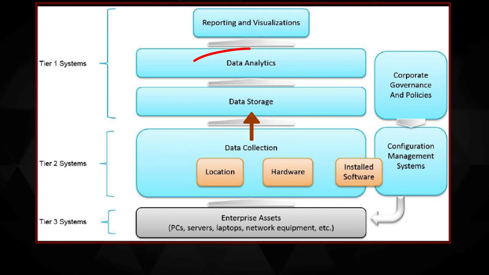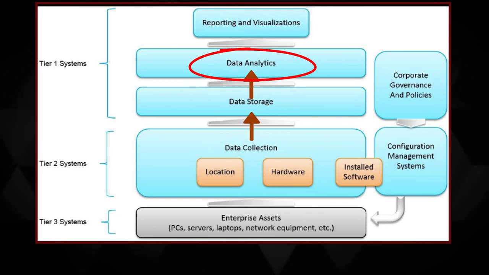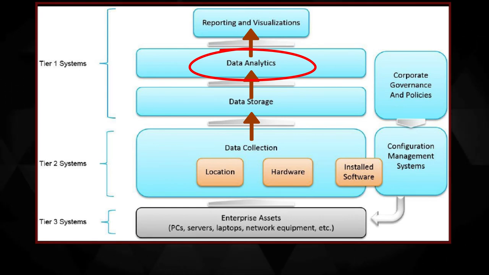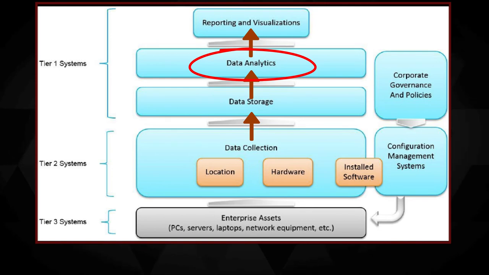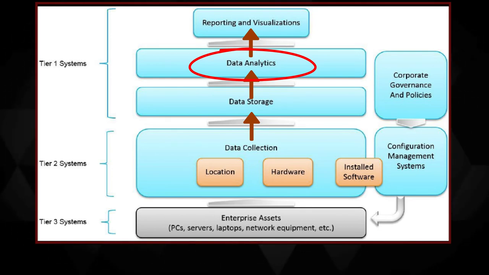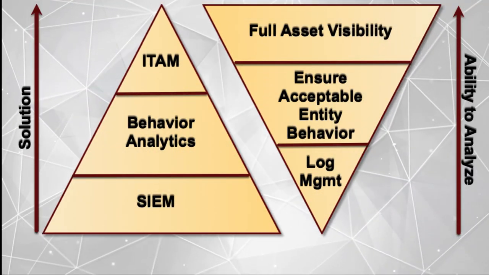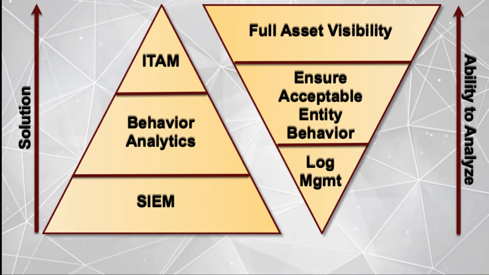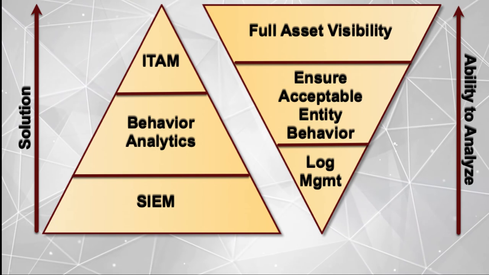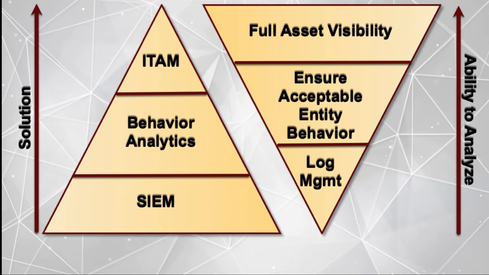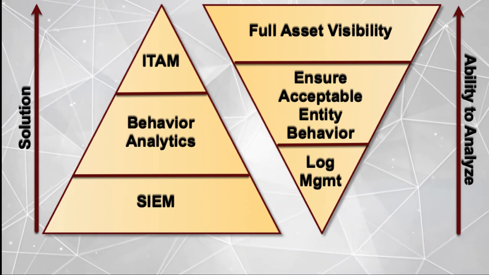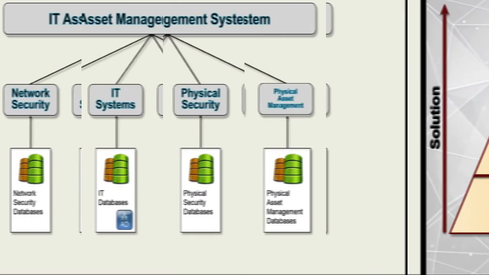Tier 1 further analyzes and correlates the information collected and stored by Tier 2, providing access to analysis results via a portal. This analysis begins with at least a SIM solution, improves significantly with an entity behavior analytics solution, and achieves major ITAM objectives when extended with APIs and human analysis to integrate all leftover pieces of ITAM operational data.